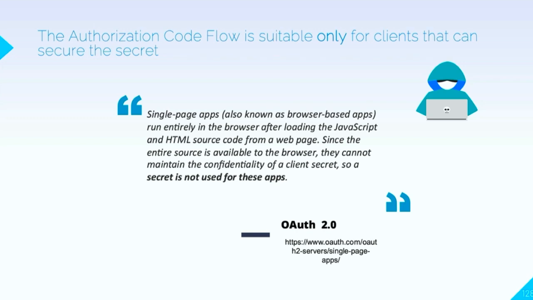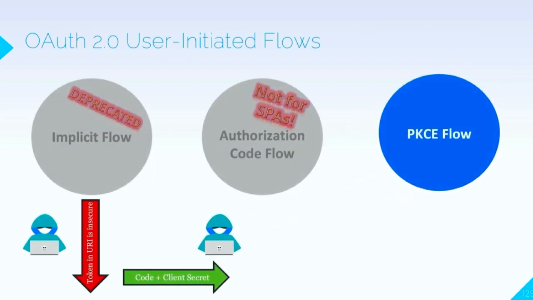Single-page applications, also known as browser-based applications, run entirely in the browser after loading the JavaScript and HTML source code from a web page. Since the entire source is available to the browser, they cannot maintain the confidentiality of the client secret, so a secret is not used for these applications. So the implicit flow is insecure and deprecated, and the authorization code flow is suitable only for confidential clients.